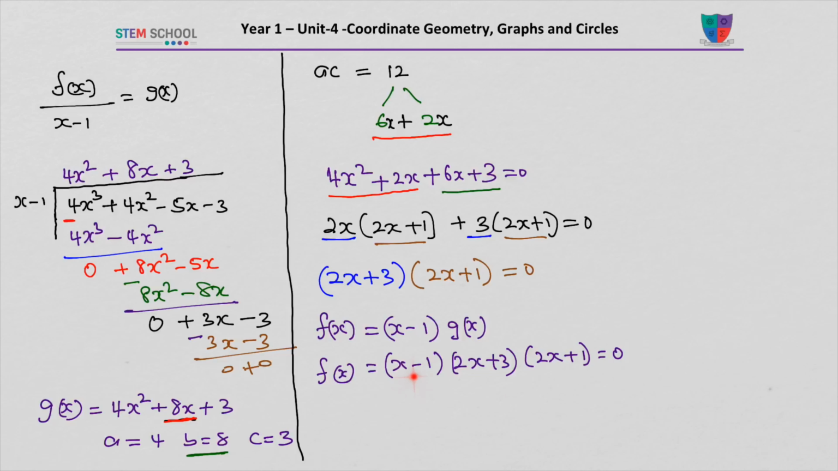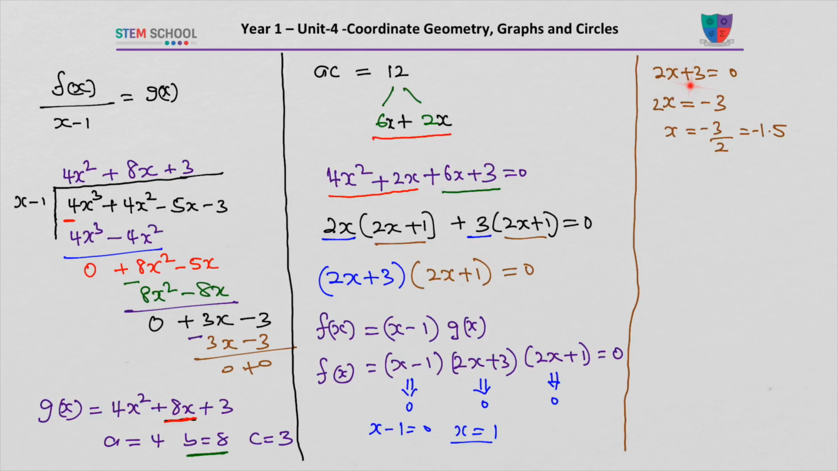Now I'm going to set this to 0. We already set that to 0 because that's how we got it when x equals 1. So I'm going to set this to 0 and find the roots. I set that to 0 and then take 1 to the other side, x equals 1. Now we're going to do this second one here. So I said 2x plus 3 equal to 0, 2x equals minus 3, x equals minus 3 over 2, which is minus 1.5. So this is the second root.